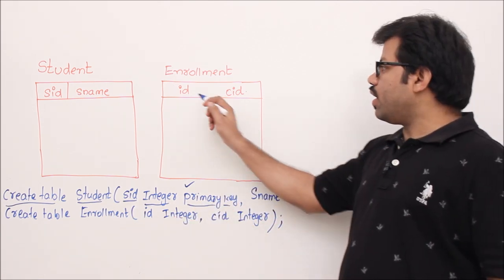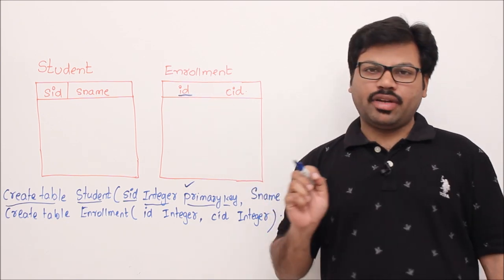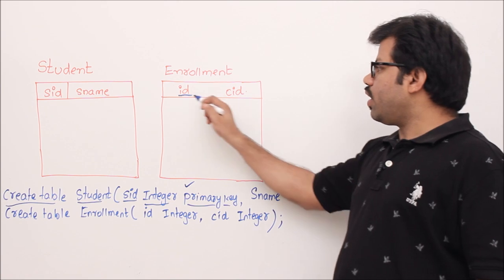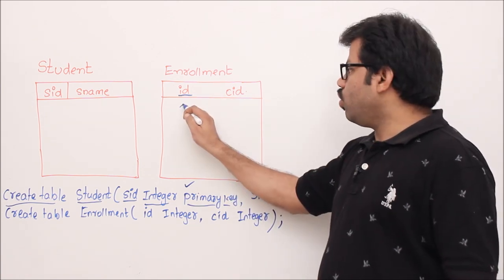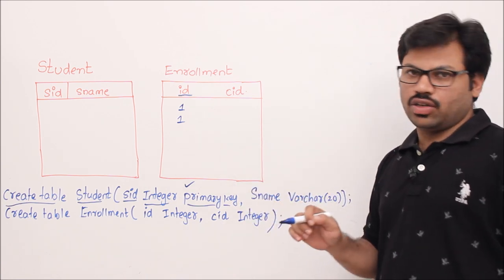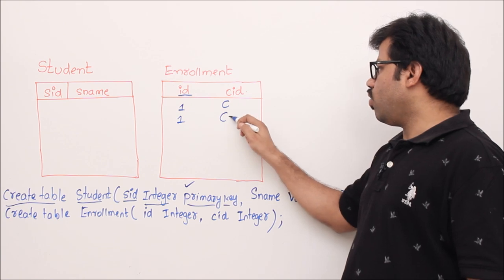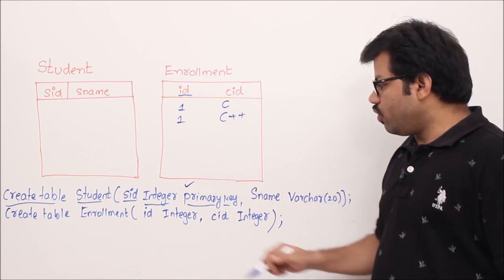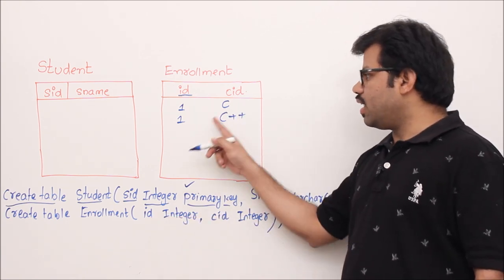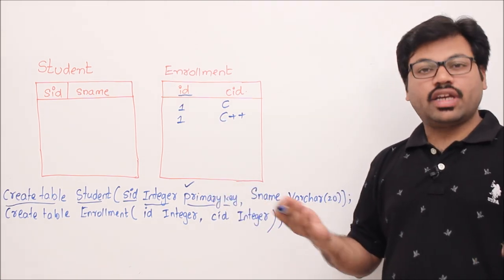So sir, why don't you create ID as primary key in this enrollment? First of all, we'll see, can we create ID as primary key? If you do, then you can't write 1 comma 1, the same ID two times, correct? That is not allowed. For example, one student wants to enroll in two courses, 1 C and 1 C++. If you create ID as primary key, then you can't write this kind of data. But if you want such data, then don't create a primary key.